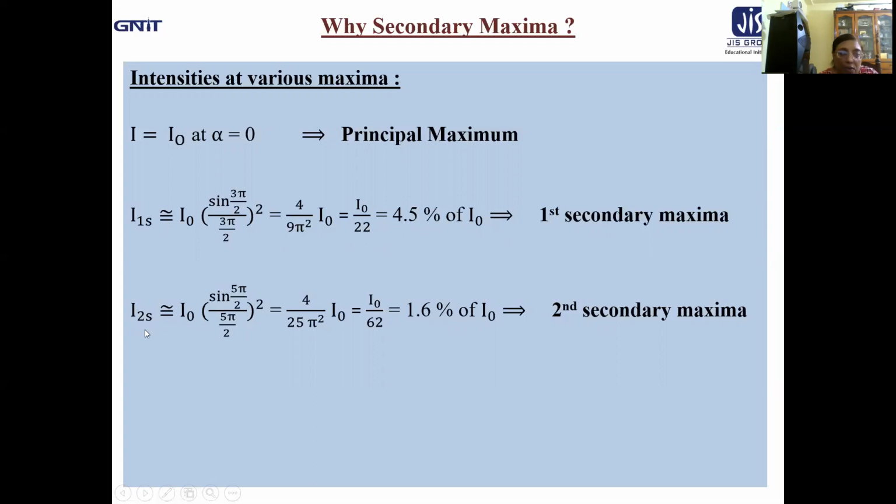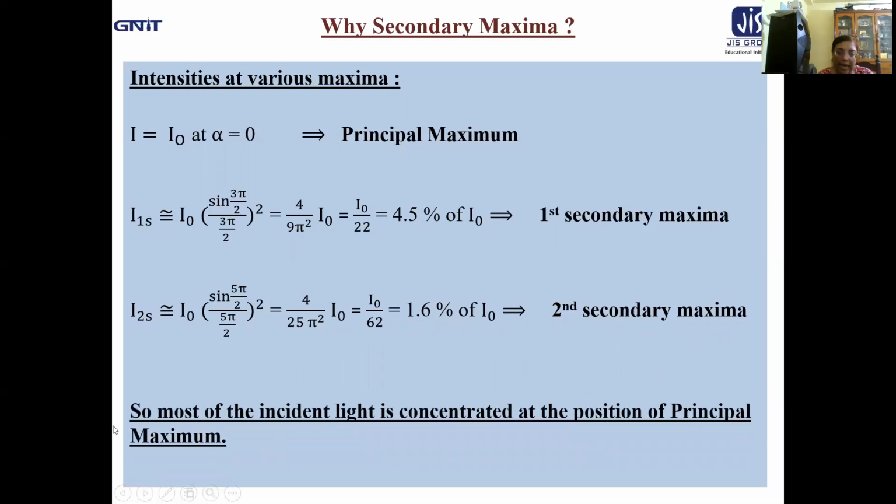What about I2S, the intensity at the second secondary maximum? I0 again, sin alpha by alpha whole square. What about the alpha value? Sin of 5 pi by 2 by 5 pi by 2, whole square. It is even smaller because we are getting 4 by 25 pi square here. So it is I0 by 62, which comes out as 1.6% of I0, even smaller than the first secondary maximum. This is called the second secondary maxima.